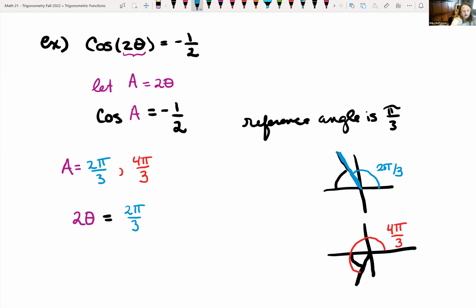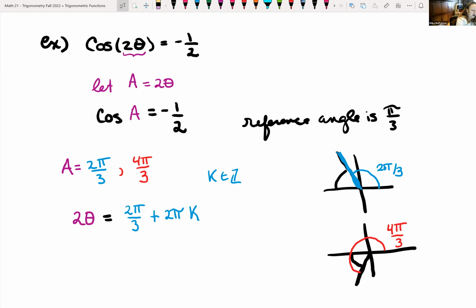And so I know adding 2 pi to 2 pi thirds, that would just get me a full revolution from that terminal side. So I'm going to put here plus 2 pi times k. K is an integer. So that funky Z means integer. And then we're going to do the same thing for the 4 pi thirds.